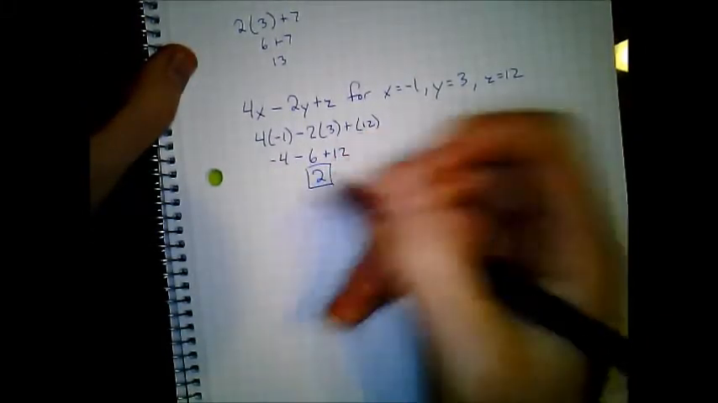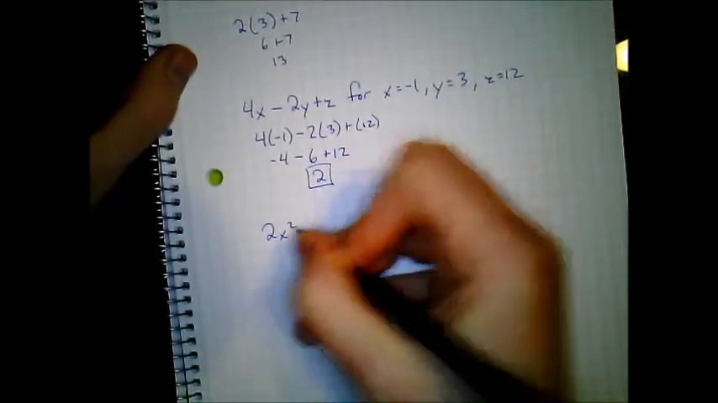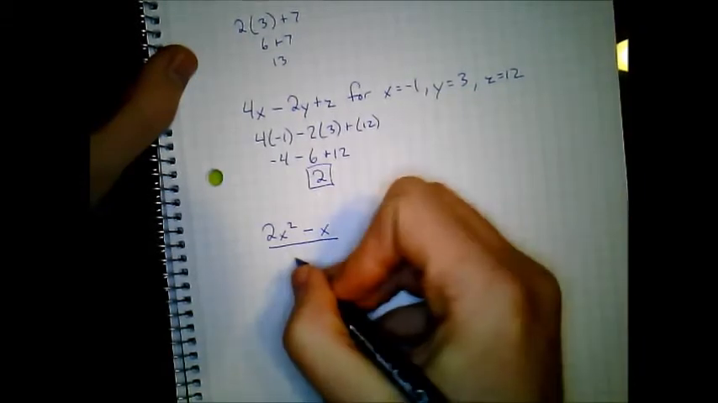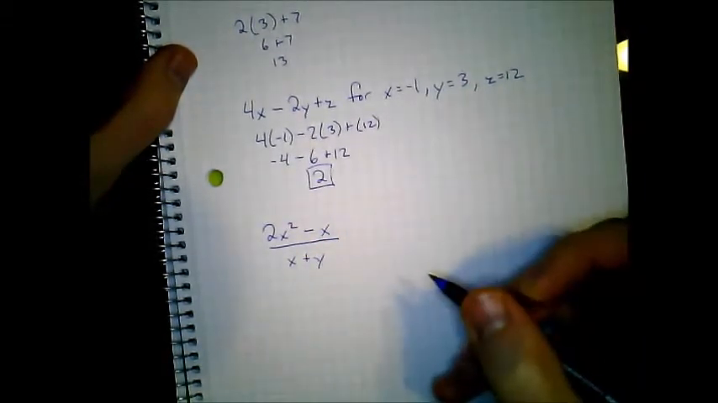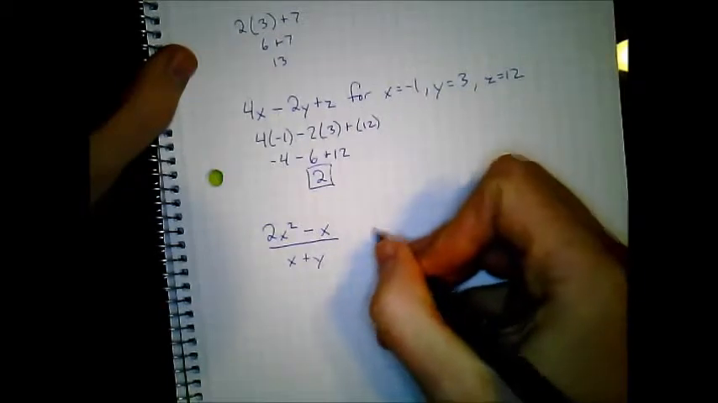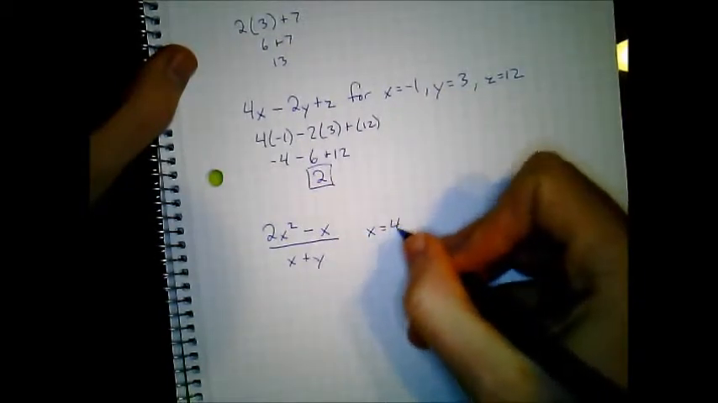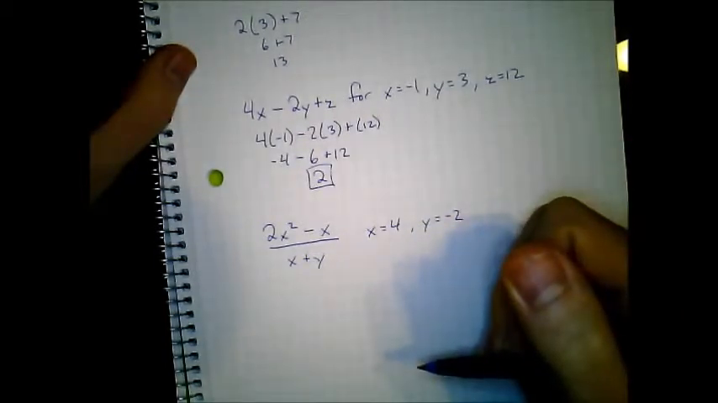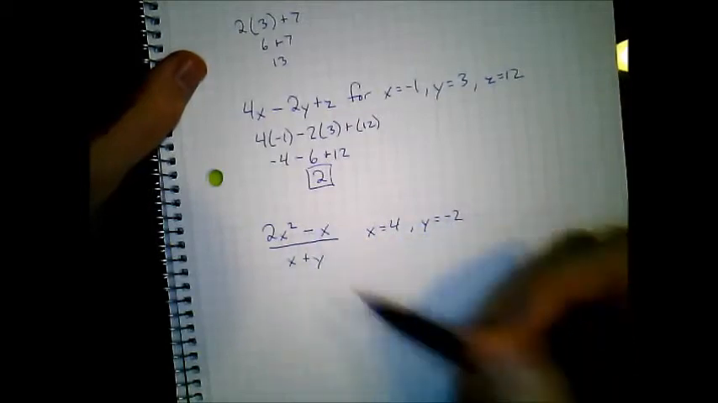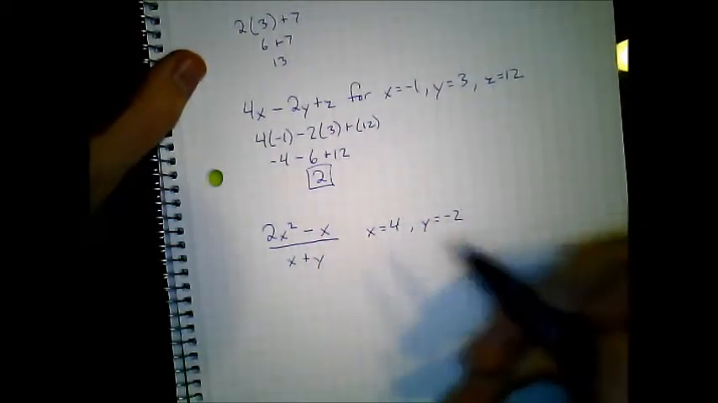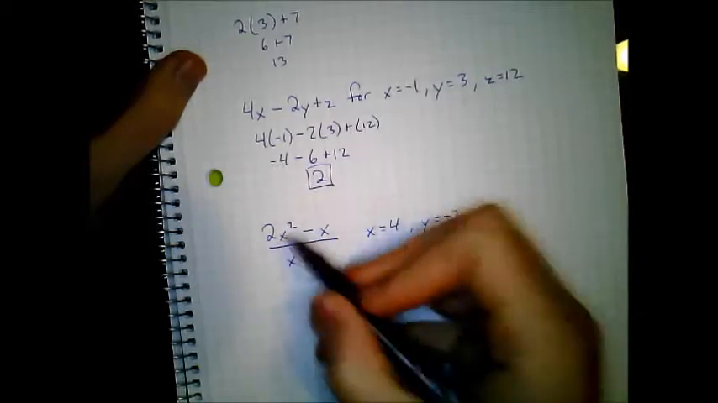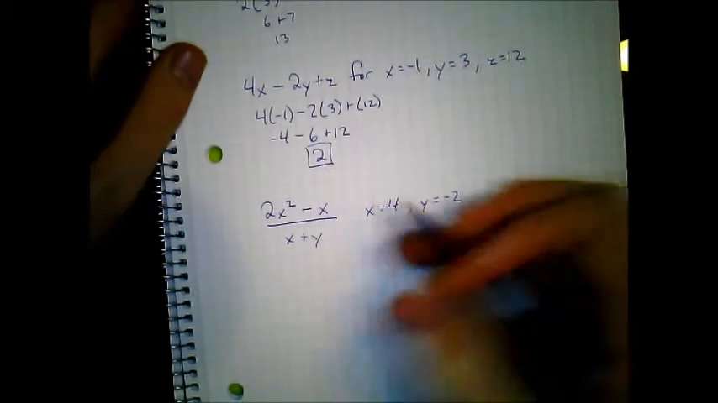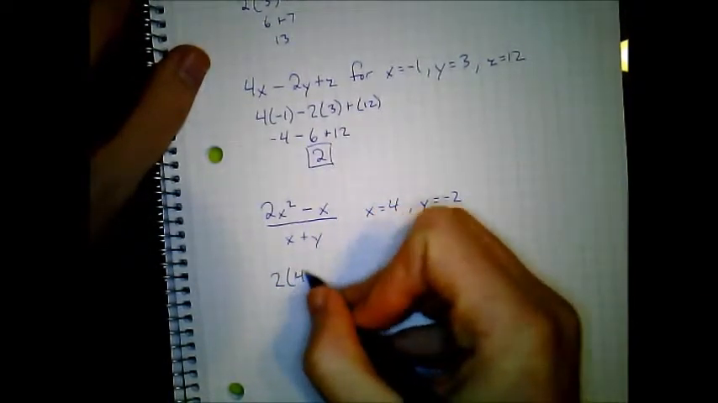So let's say we have something else that looks a little bit more complicated. So let's say we have 2x squared minus x divided by x plus y. And we're going to evaluate this for x equals 4 and y equals negative 2. So again, just because this rule or this expression looks a lot more complicated, it's still the same thing. We're going to substitute 4 in for all of our x's, and we're going to substitute negative 2 in for all of our y's. So we're doing 2 times 4 squared.